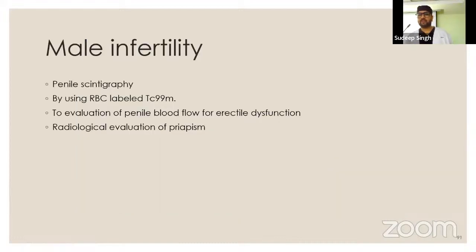The radionuclides can also be used in male infertility. It can be used for penile scintigraphy, using RBCs labeled with technetium 99m to evaluate the penile blood flow for erectile dysfunction, and for radiological evaluation of priapism.